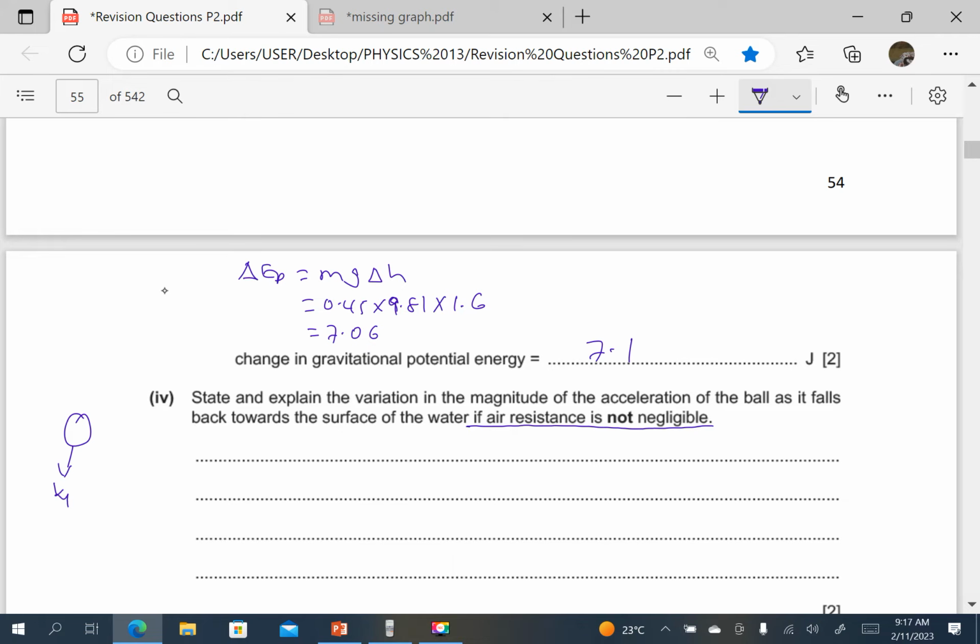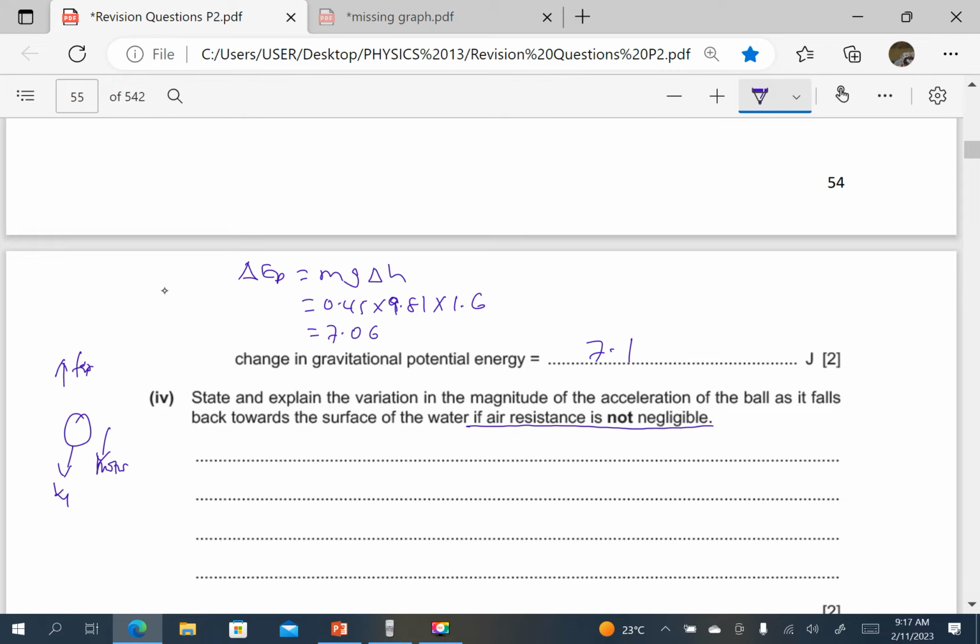There is a weight downwards. Motion is downwards. The force due to air resistance will be upwards. When it is falling, the weight is constant. The force due to air resistance upwards increases, since when it is falling, the speed is increasing.